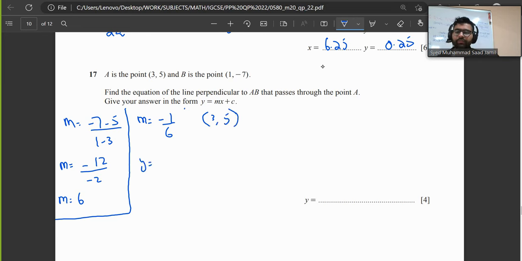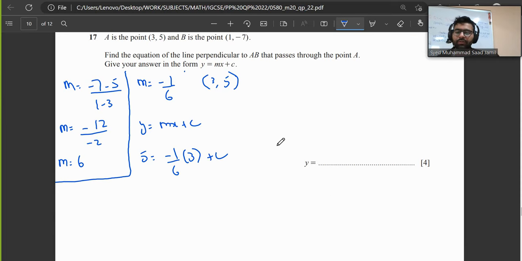So y = mx + c. y is 5, m is -1/6, multiplied by 3, plus c. This turns out to be 5 = -1/2 + c. c = 5 + 1/2. So c = 11/2, which is 5.5.